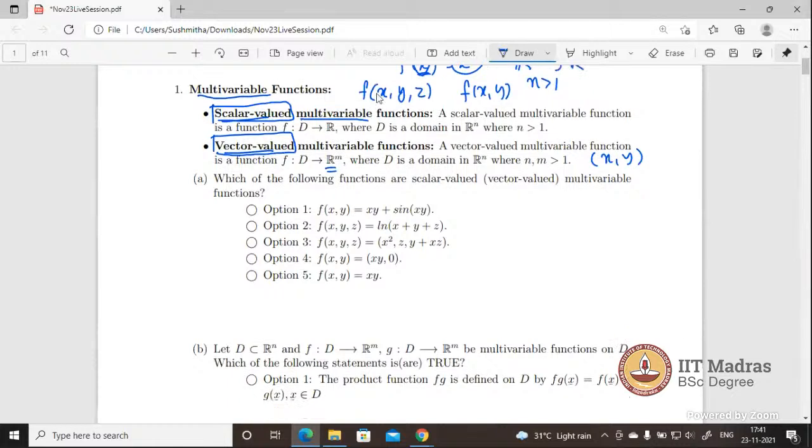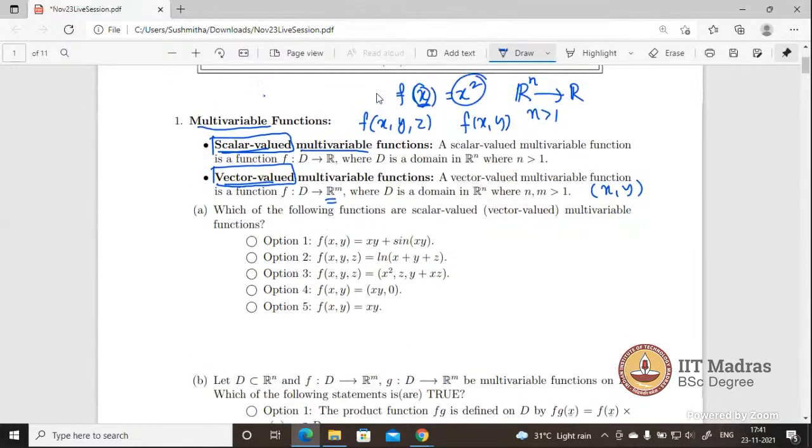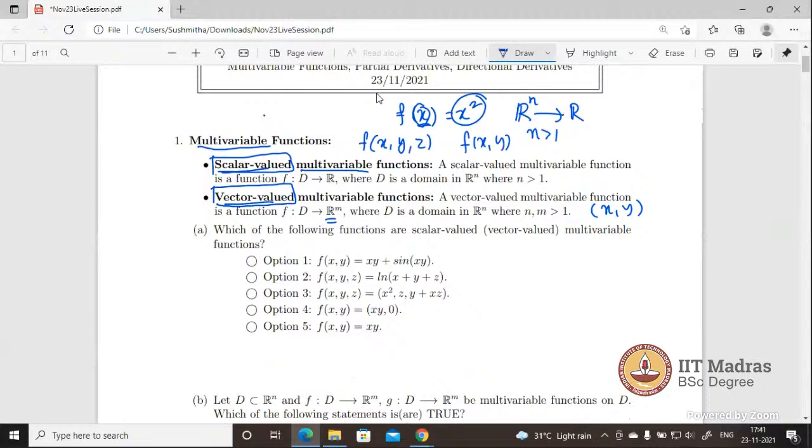But ma'am, the domain will be the multivariable, but not the codomain. I mean, the term multivariable is because there are multiple variables the function is depending on in the domain itself, not in the codomain. Yes. So this is domain, and the scalar valued and vector valued refer to the dimension of the codomain. That's why this is valued: what is the output? That is the concept.